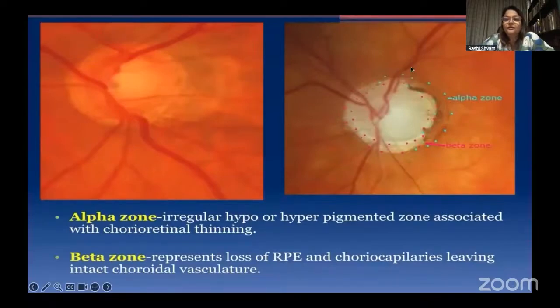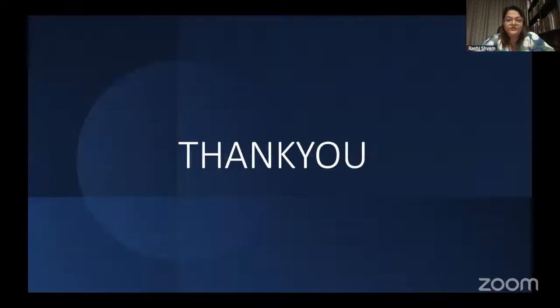So here we can see we've nicely marked out the alpha zone, and it is slightly paler than the rest of it. And then as you go inwards, you have the beta zone, which is more pigmented. And this is because of the loss of RPE and choriocapillaris leaving intact choroidal vasculature.